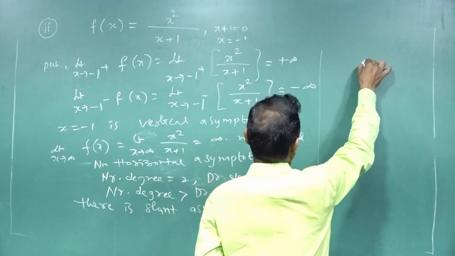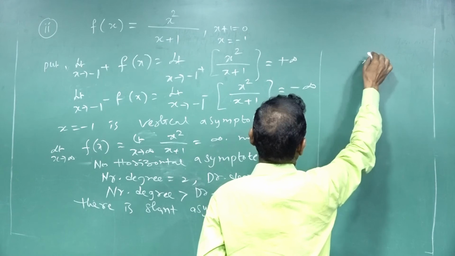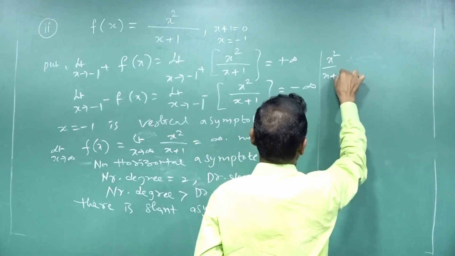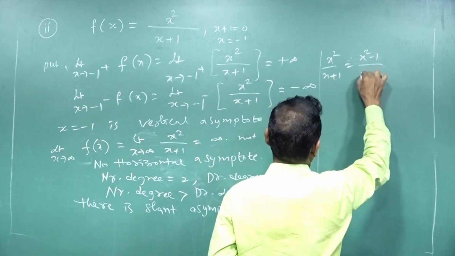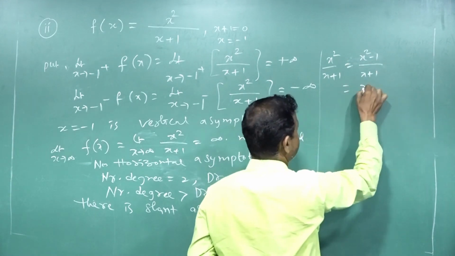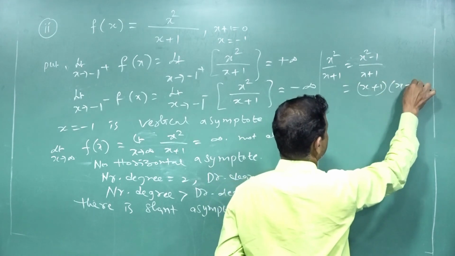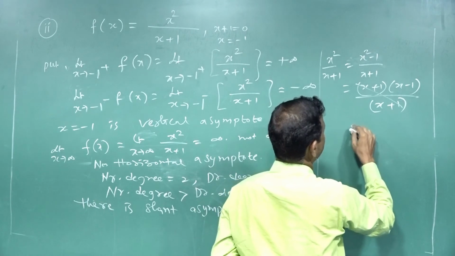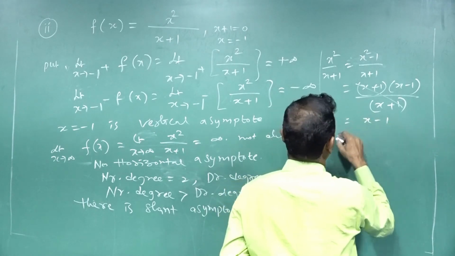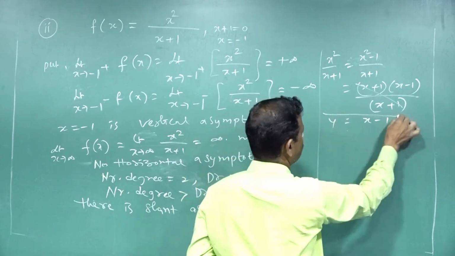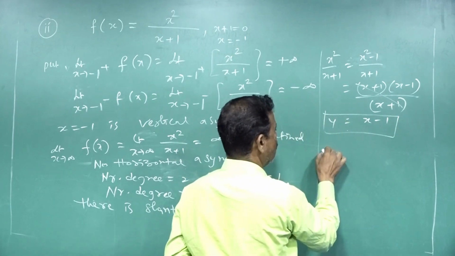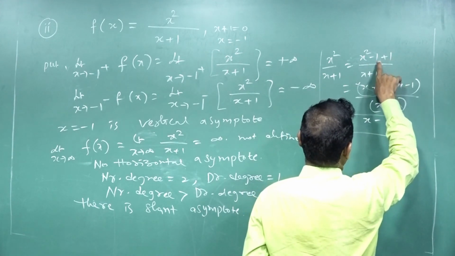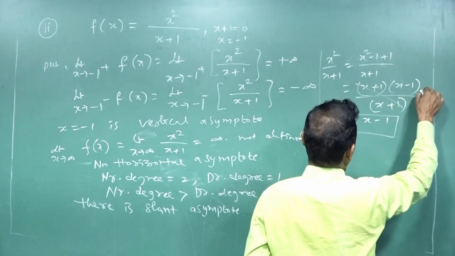Division method: x square by x plus 1. Here put x square minus 1, by x plus 1. This is written as x plus 1 into x minus 1 by x plus 1. This term cancels and x minus 1 comes. So y is equal to x minus 1. Here put plus 1 and also minus 1, plus 1 and minus 1 cancel.